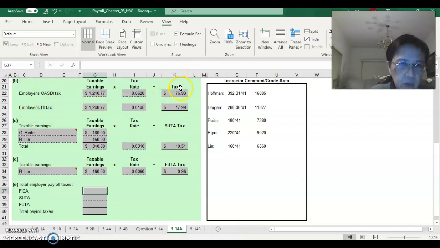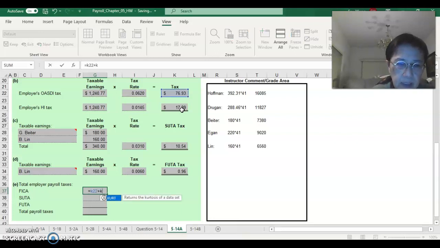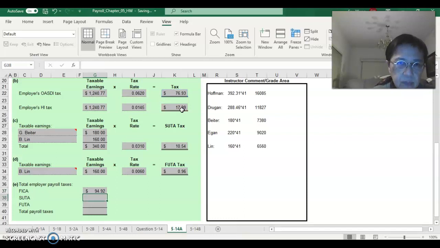So FICA consists of OASDI and HI, the OASDI and Medicare. So FICA equals K22 plus K24. SUTA, state unemployment tax, is this one here. So equals K30. Hit enter.